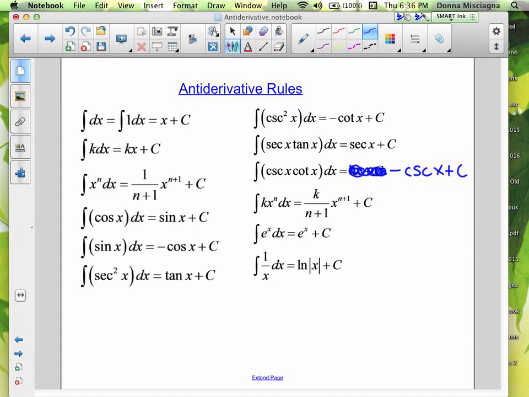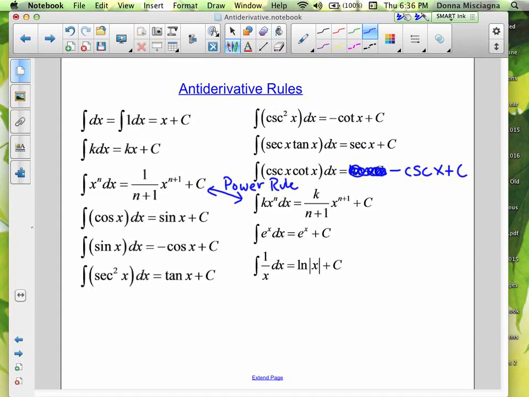This is just the power rule. That's just the power rule with a coefficient. You can factor out the k, and then it's just a power rule. Of course, e to the x is its own antiderivative, and 1 over x is just natural log of the absolute value of x.